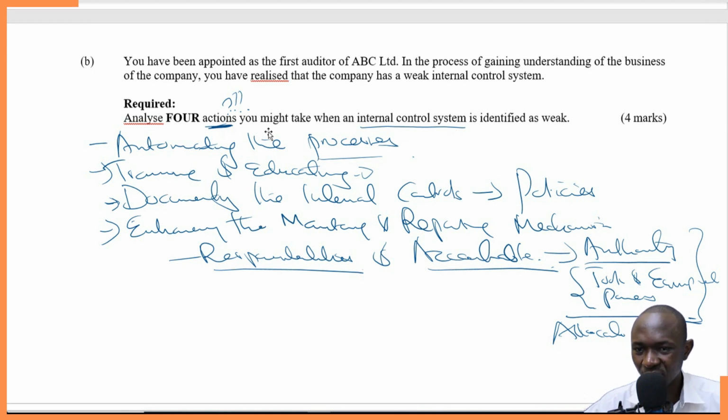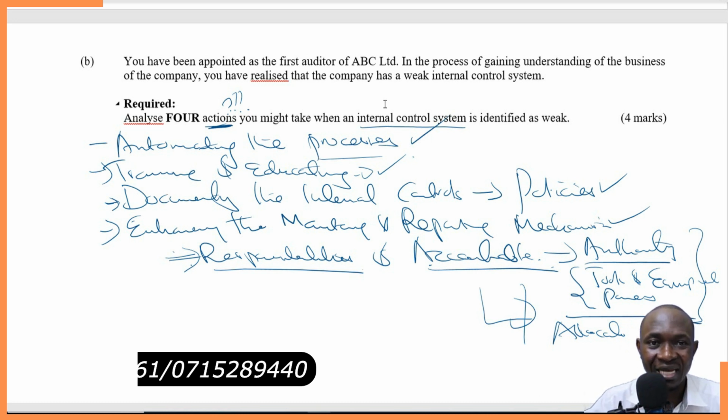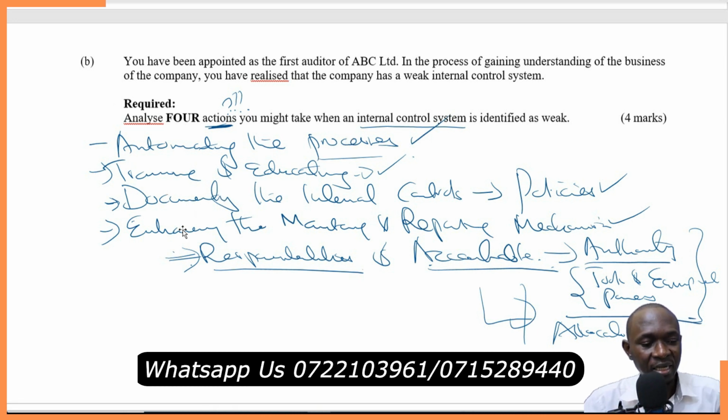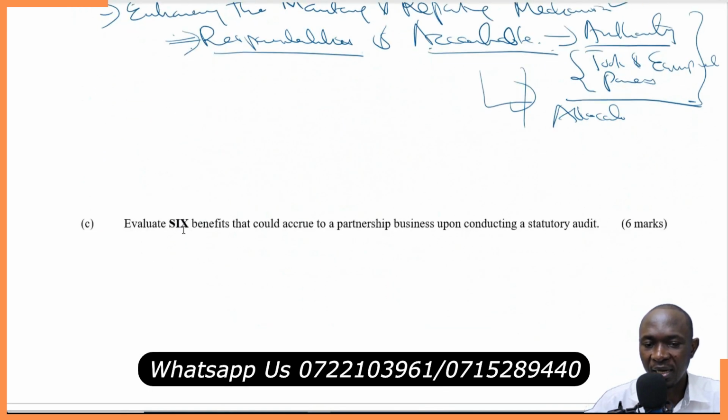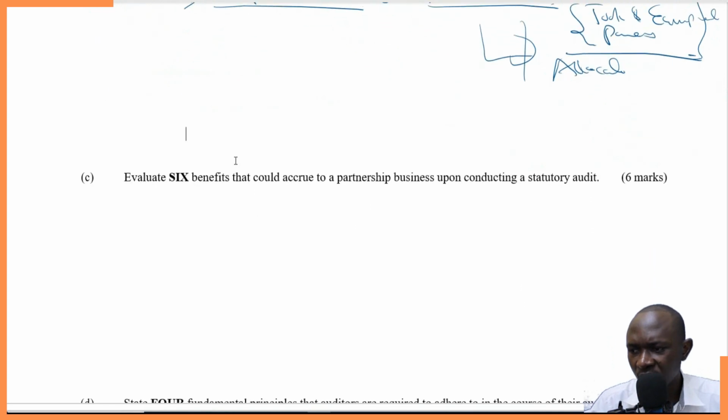So all these are actions. If you check, these are actions. Automating the process is an action. Training and educating is an action. Coming up with policies is an action. And monitoring and reporting mechanisms through enhancing responsibility and accountability mechanisms, and also allocation of the necessary resources, the necessary manpower to ensure that things run as expected. Thank you. Those are 4 points. Just go with those 4.